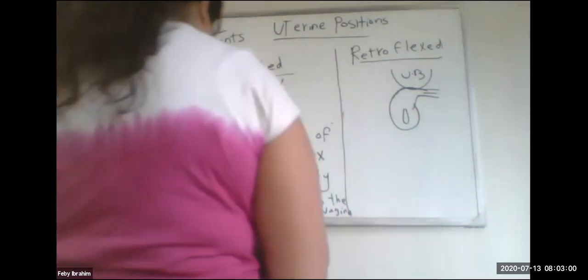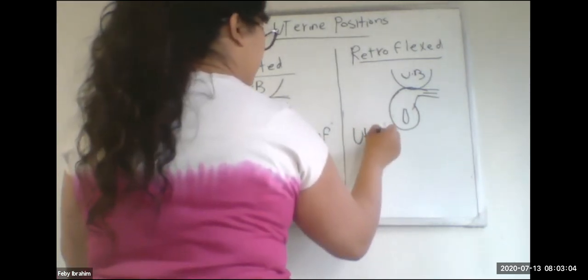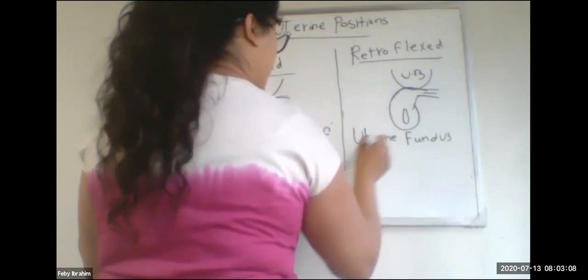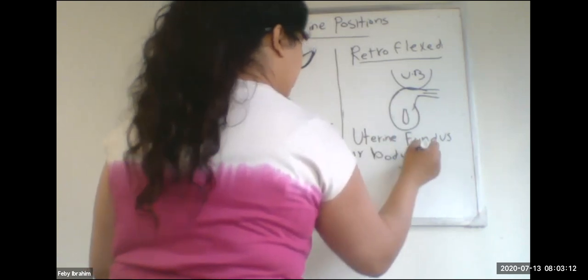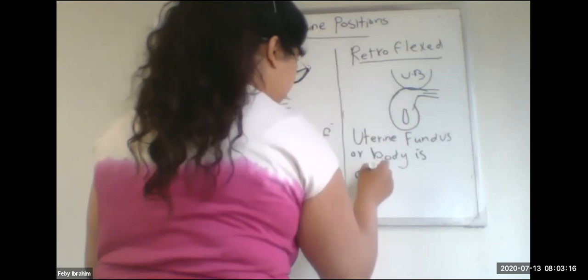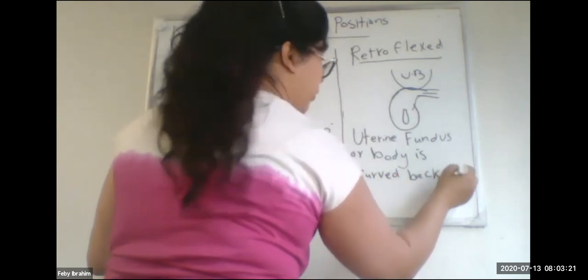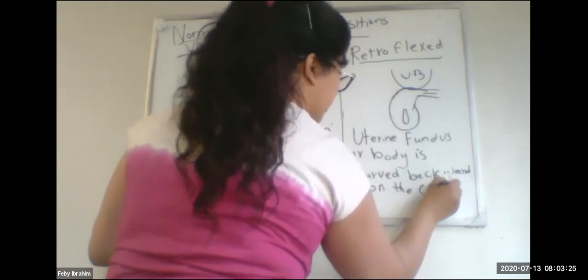And the retroflexed uterine fundus or body is curved backward on the cervix.